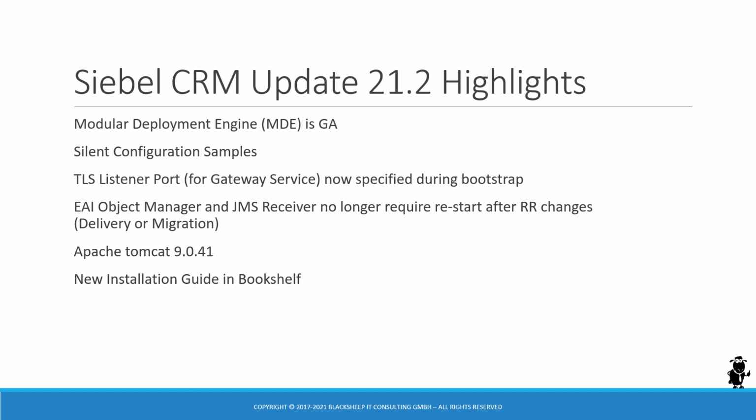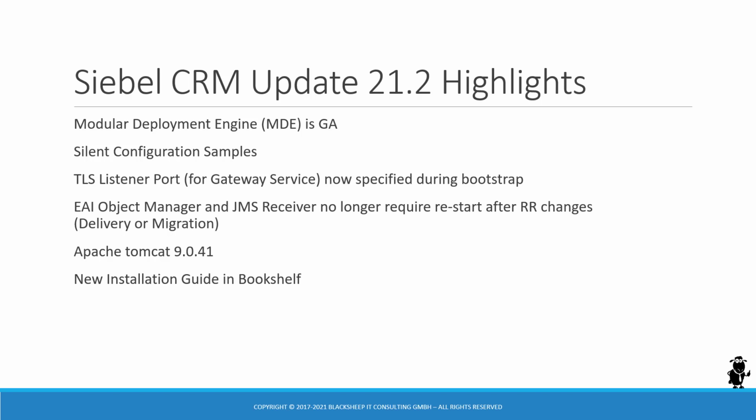Then we have news that the EI Object Manager and JMS Receiver components on the Siebel server no longer require a restart after the runtime repository changes in development environments through a delivery or in runtime environments through a migration. So this information is from the Bookshelf, which has new chapters. The MDE lays down a new Apache Tomcat version, 9.0.41, and we already mentioned the new installation guide in Bookshelf.